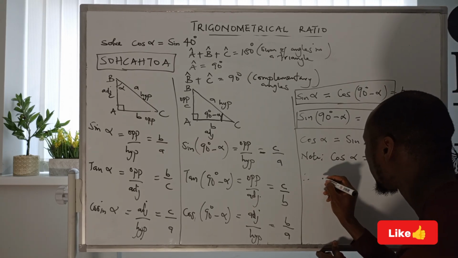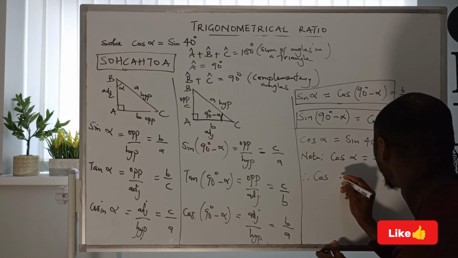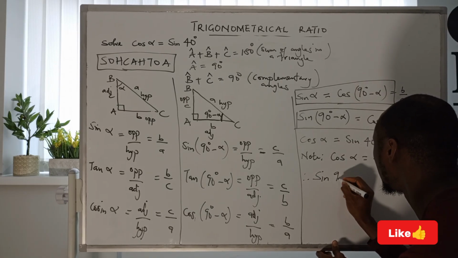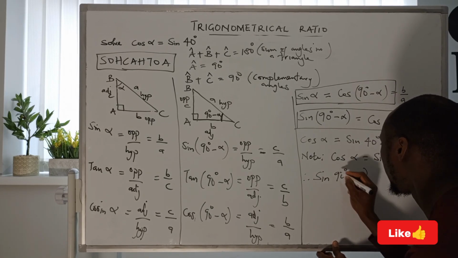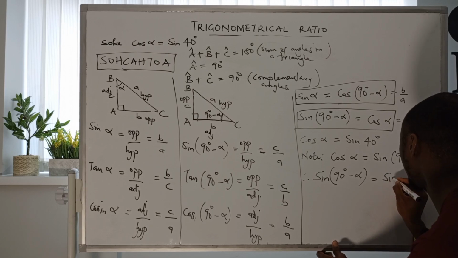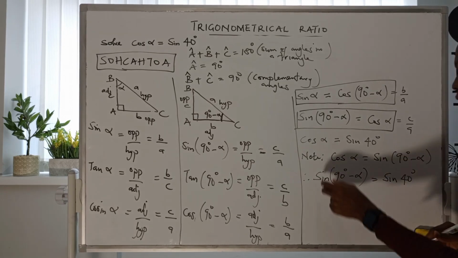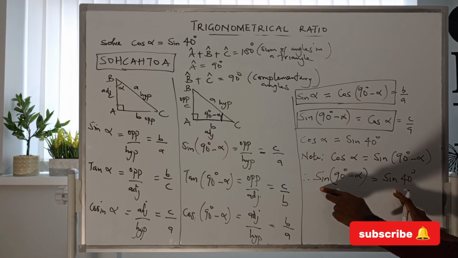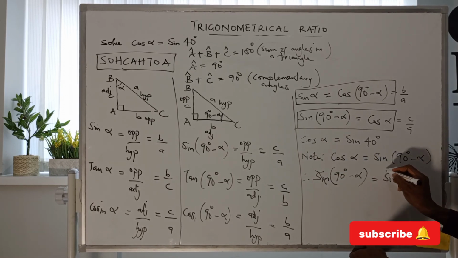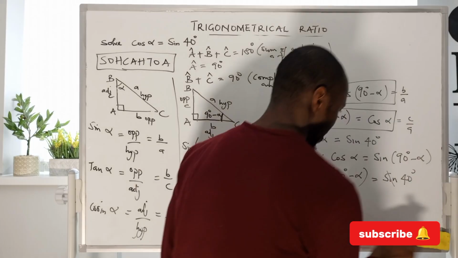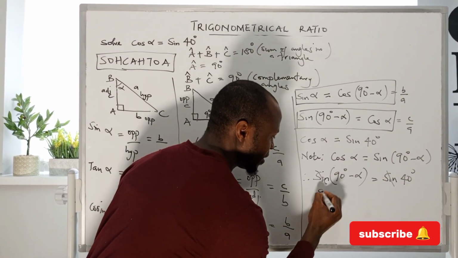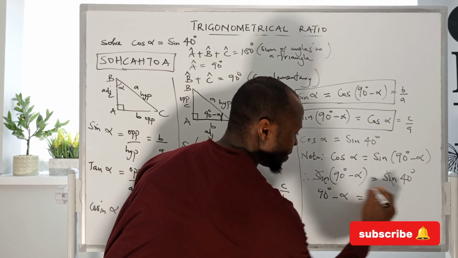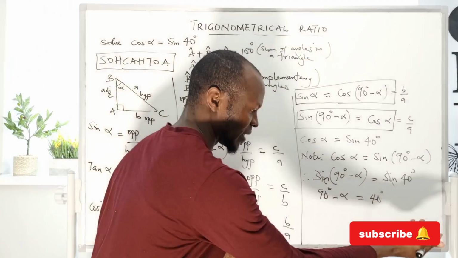So therefore, sine of 90 degrees minus alpha is now equal to sine 40 degrees. I've just removed this and replaced it with this. So you can see they both have sine. So sine can be removed. So we have 90 degrees minus alpha equals 40 degrees. So you can do your mathematics.